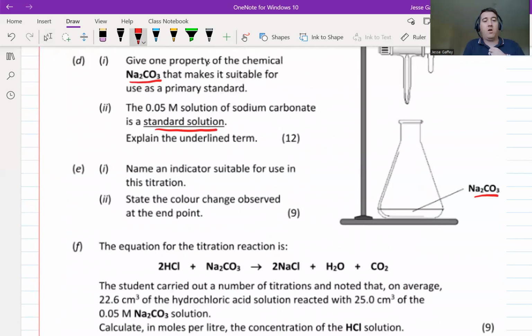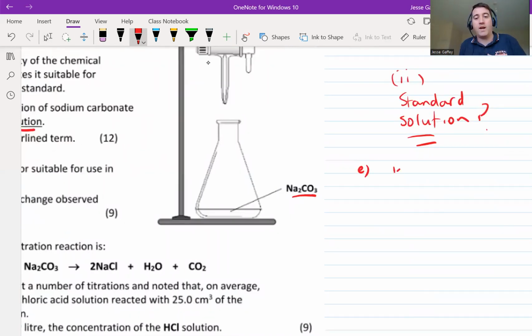E, indicator. Always stuff about the indicator. This is the titration. These are the chemicals that we're mixing, HCl and sodium carbonate. So it's the exact same as the other ordinary level ones. What are the indicators? It's only one indicator and one color change you really need to remember for ordinary level. Writing down E.